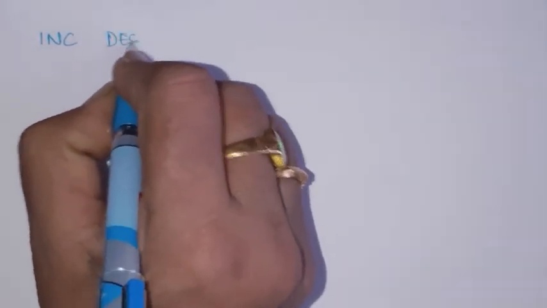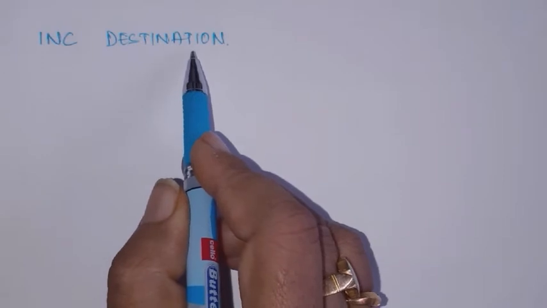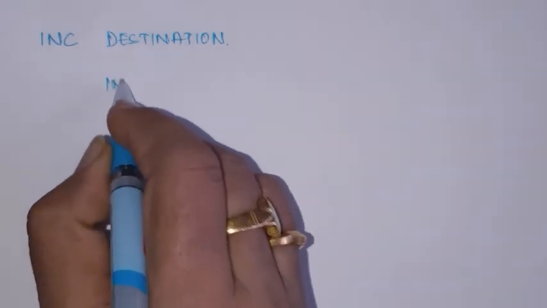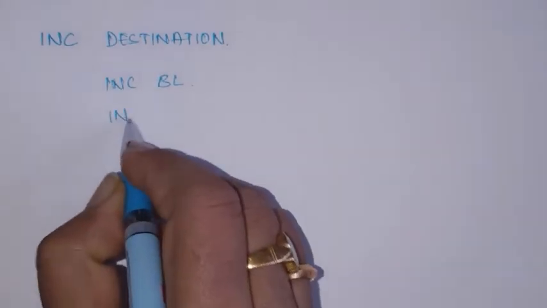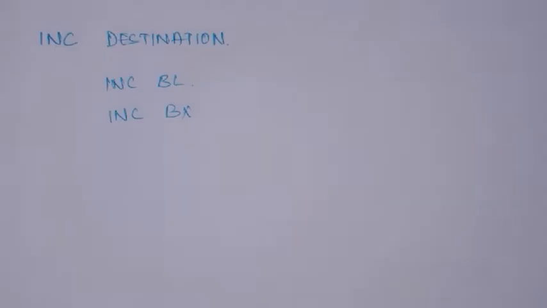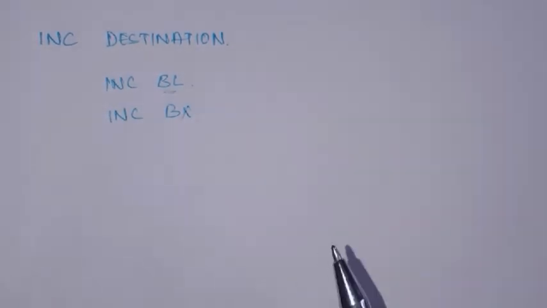Hello students, let's see some more arithmetic instructions like the increment instruction. The instruction format is increment and then the destination. There is only one operand, that is the destination. This destination can be a register or a memory location. So it can be increment BL, or it can be a 16-bit register, increment BX. What happens with this instruction is the contents of this destination register will be incremented by 1.